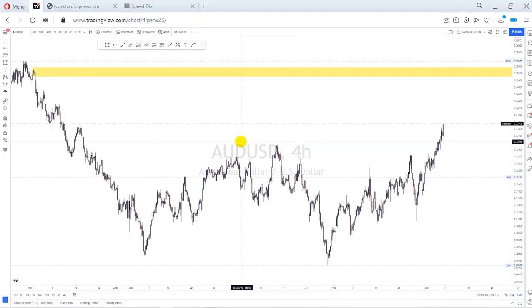So I'm gonna end up here. As you can see, this is where the market is trying to push through. This is the level here. So we just have to wait. This is more like a swing trade since this is a higher time frame analysis.